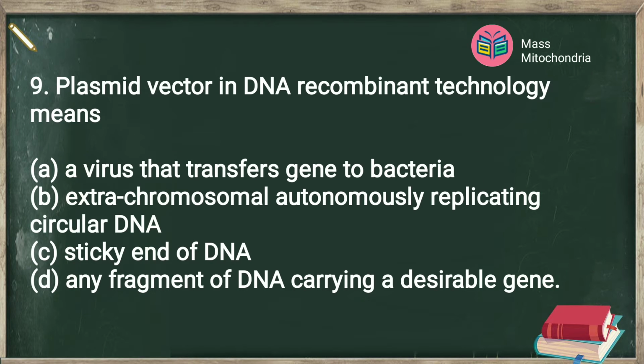Question number 9. Plasmid vector in recombinant DNA technology means option A, a virus that transfers genes to bacteria. Option B, extrachromosomal autonomously replicating circular DNA. Option C, sticky end of DNA. Option D, any fragment of DNA carrying a desirable gene. The right answer is extrachromosomal autonomously replicating circular DNA.